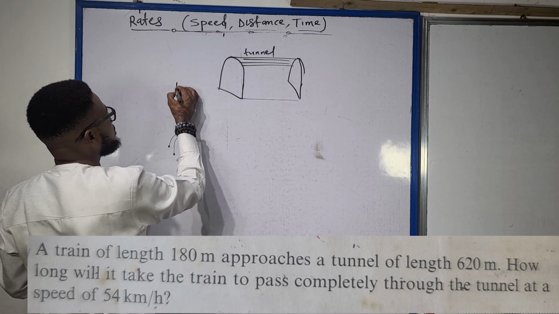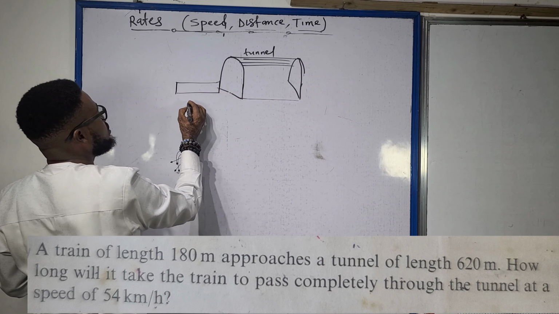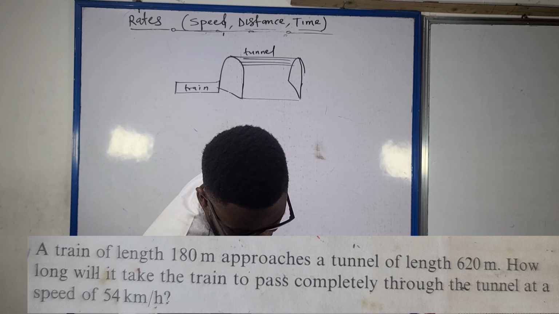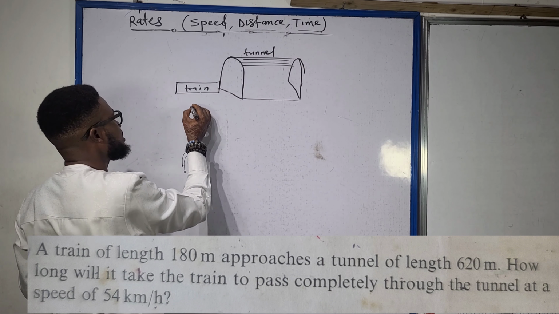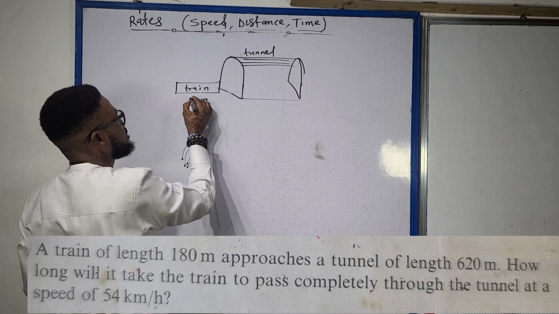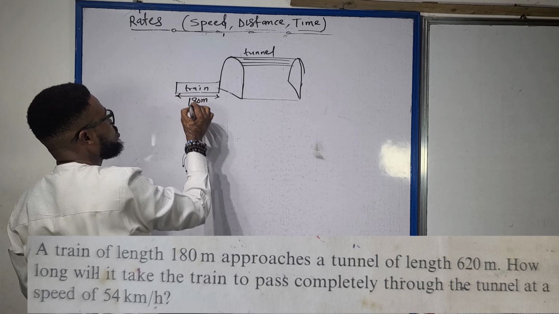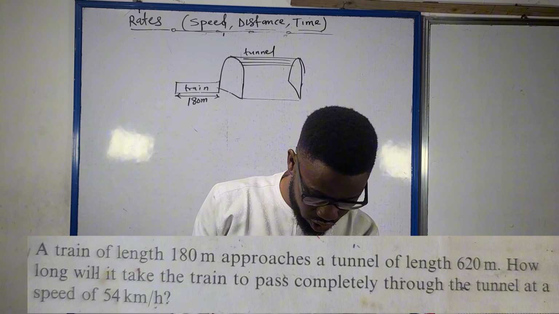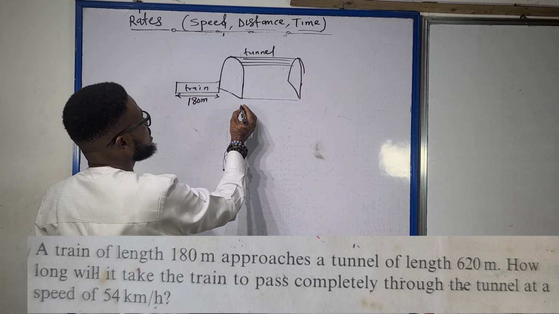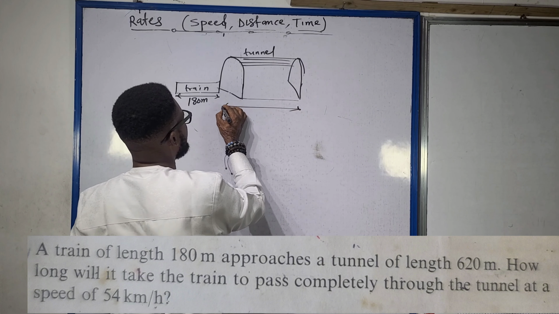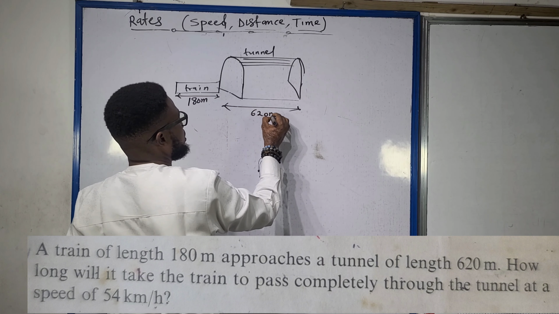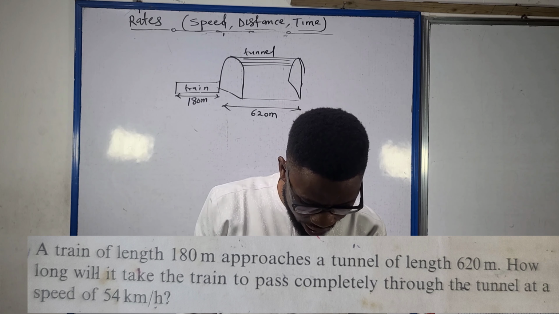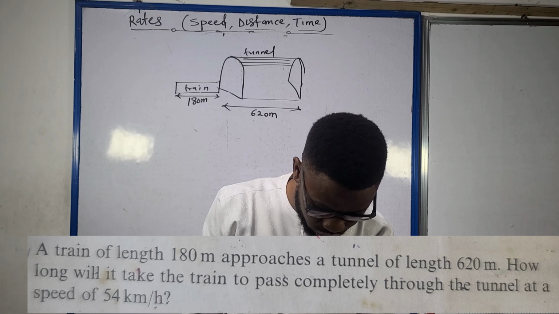So a train of length 180 meters approaches. Okay, let this be my train. This is my train, and my train here is 180 meters. That's the length of my train. It approaches a tunnel of length 620 meters. Okay, this tunnel is 620 meters. That's what the question says. How long will it take the train to pass completely through the tunnel?